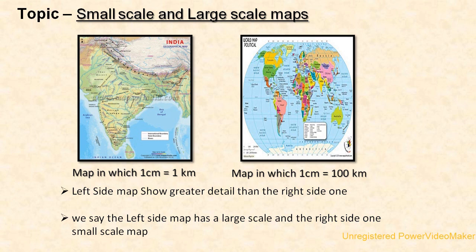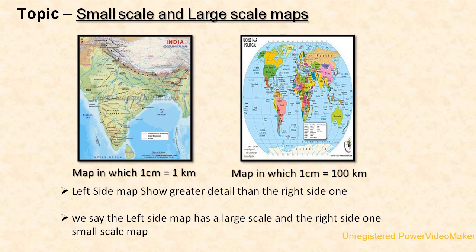Okay, let's look at the left side map. The map is showing details about Indian land. We can see the outlines, we can see the rivers, oceans, names of the rivers and oceans, and different mountains. All those things we can see. The detailed picture of the Indian land we can find on the left side map.